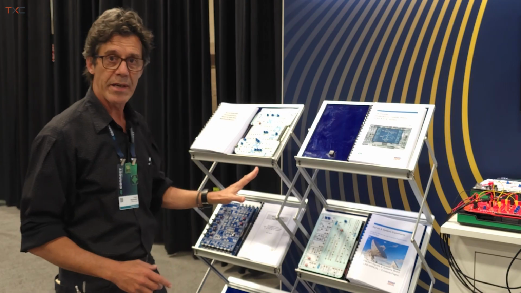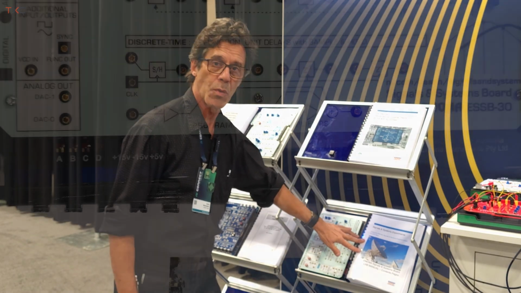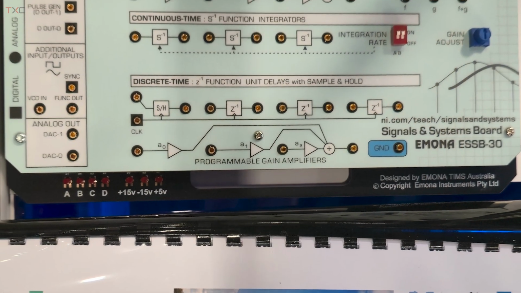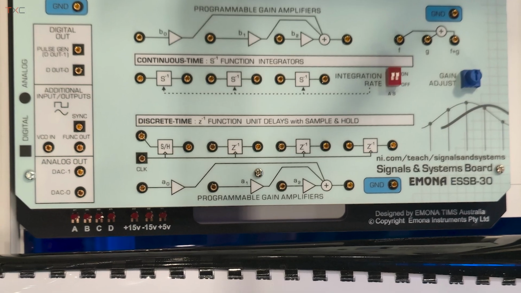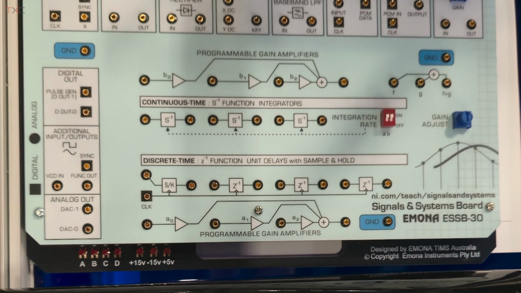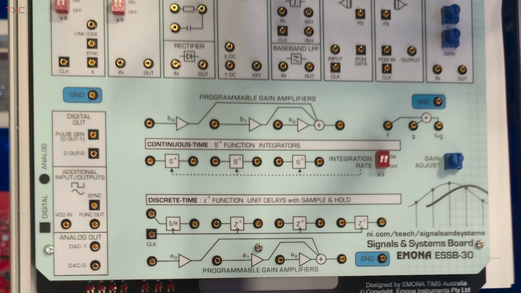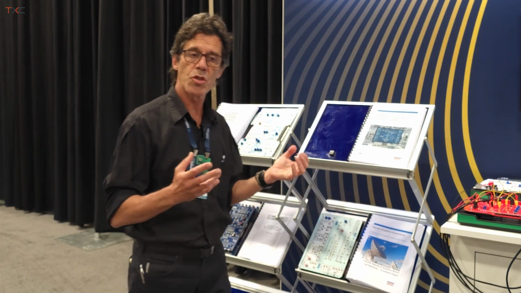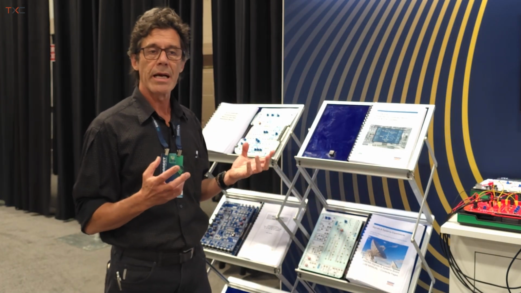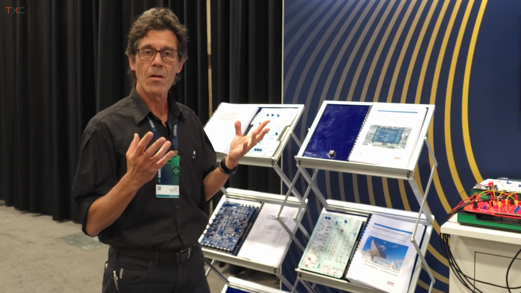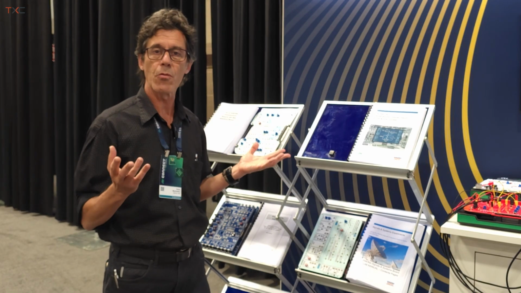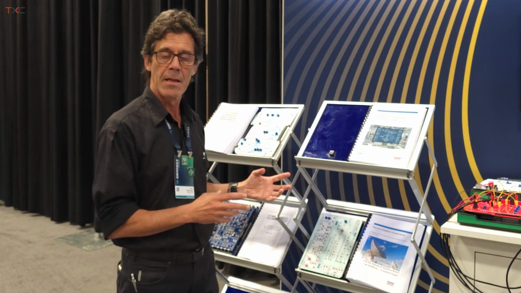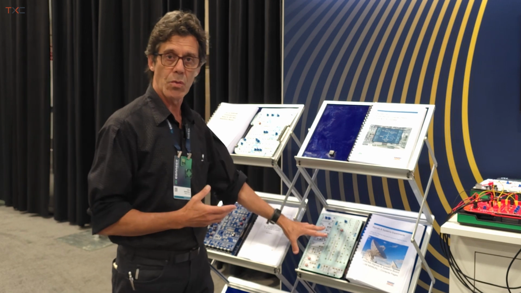The second board of great interest is our Signals and Systems board, the ESSB. Once again, a block diagram approach to teaching signals and systems, and it's accompanied by a manual which covers the entire Signals and Systems course. So students can get hands-on learning as to what the mathematics means. Rather than just do math and then forget what it means, they have an experiential lab experience with a board.